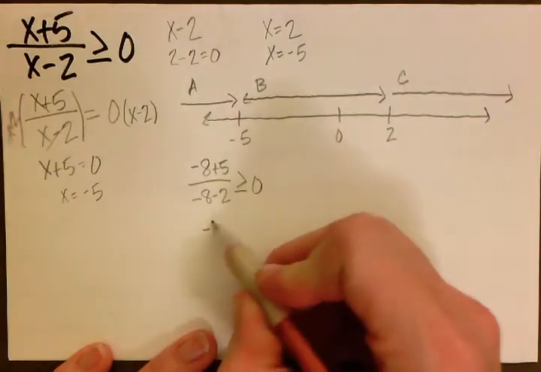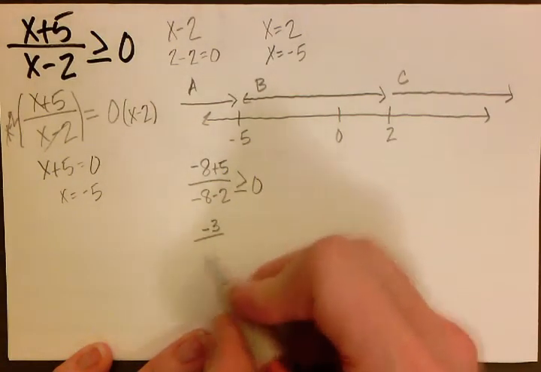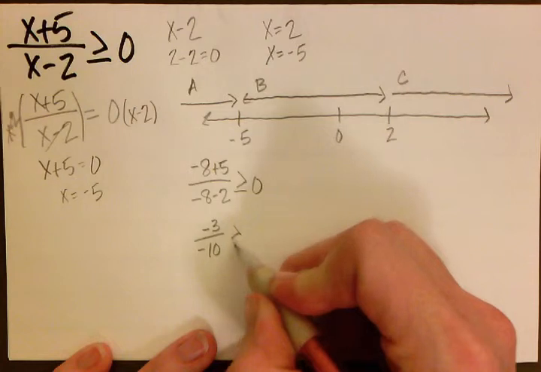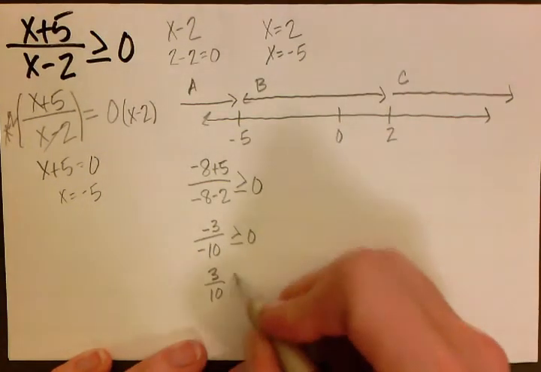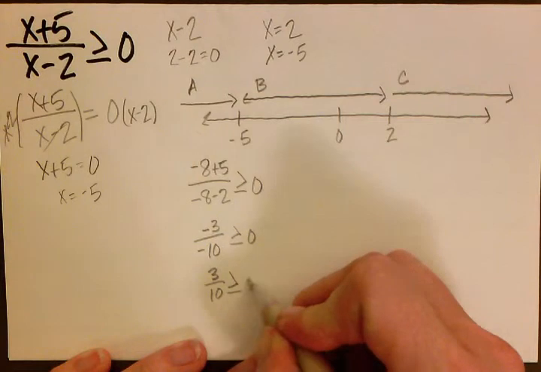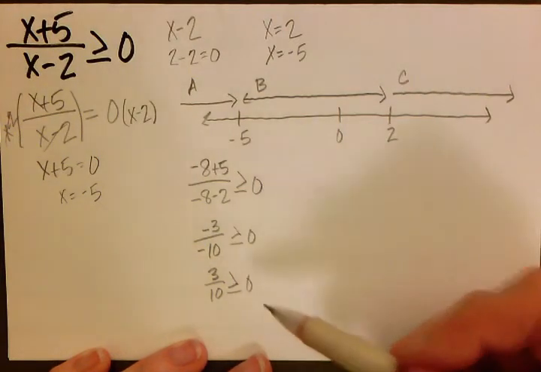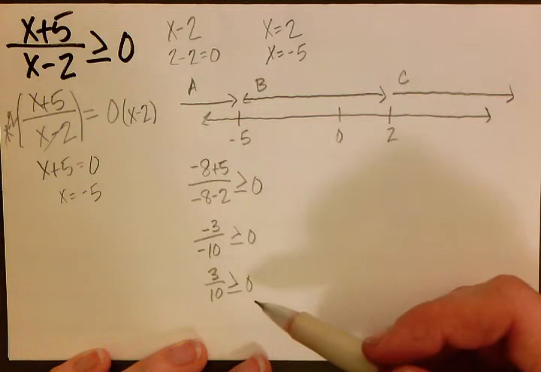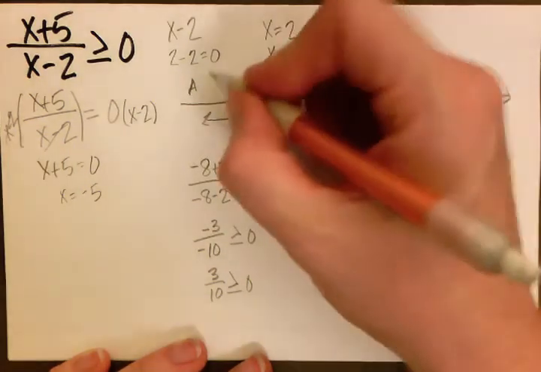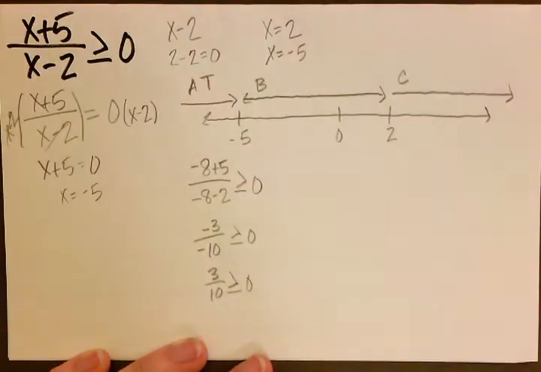-8 + 5 is -3, -8 - 2 is -10, and that gives us 3/10 greater than or equal to 0. So is this a true or false statement? 3/10 is greater than or equal to 0 is true. So our region A is part of the solution set for this inequality.